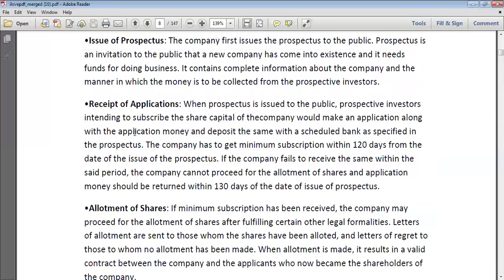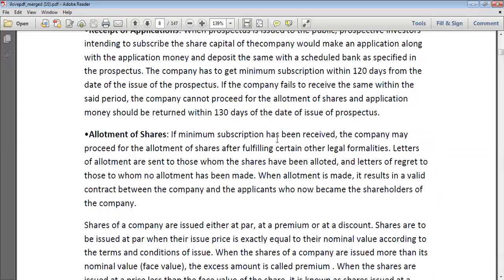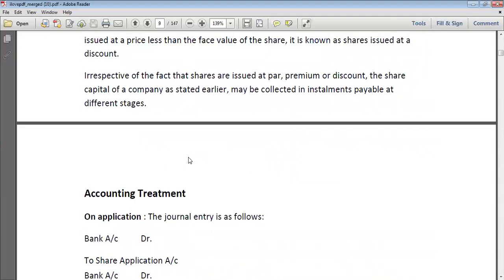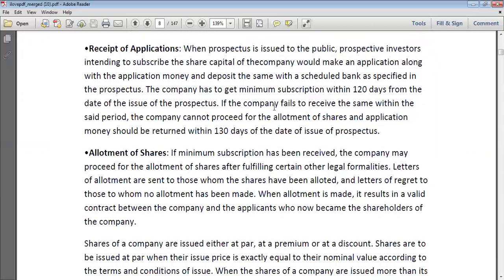Now, after receiving the application money, the company will allot the shares to the subscribers who gave the application. So if minimum subscription has been received, the company may proceed for the allotment of shares after fulfilling certain other legal formalities. Okay. So after the allotment of shares, the company will call for the allotment money, and later the call money. So this is all about the introduction of share capital, shares, and types of share capital. In the next lecture, we will talk about accounting of share capital.